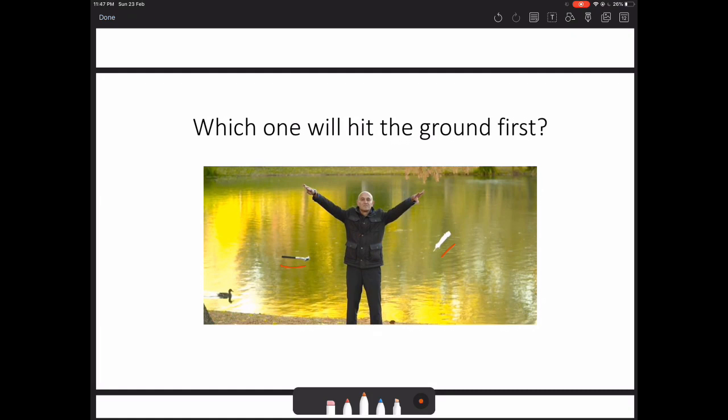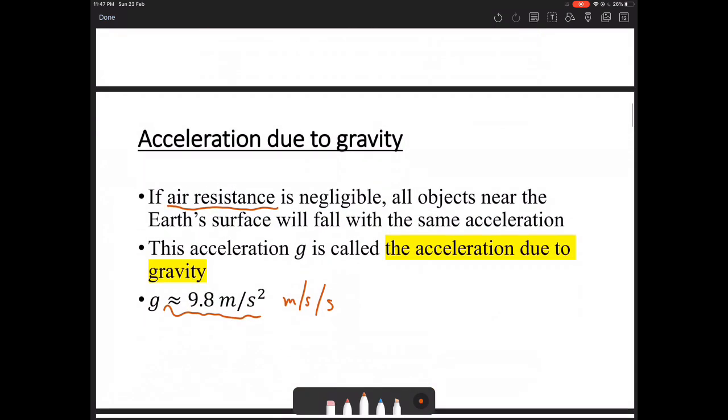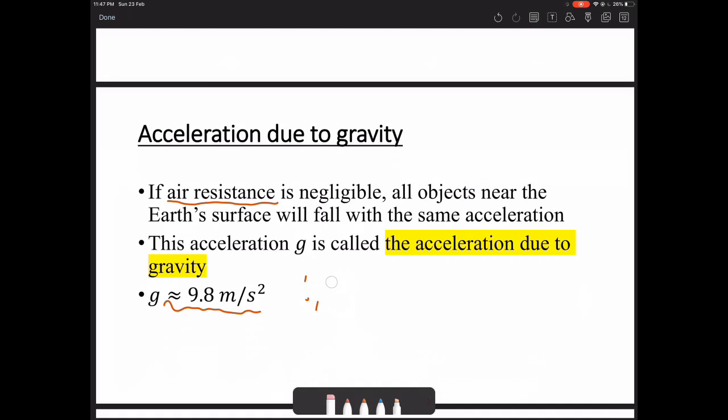the scientists went to the moon and did this experiment. They went to the moon and dropped a hammer and a feather again. What they found out is that, in fact, these two objects hit the ground at the same time on the moon. So what is the reason? The reason is air resistance.